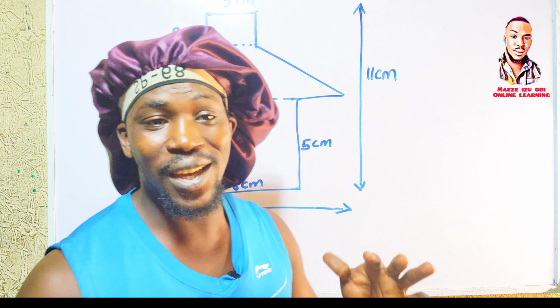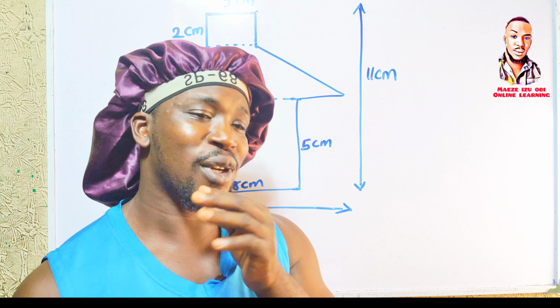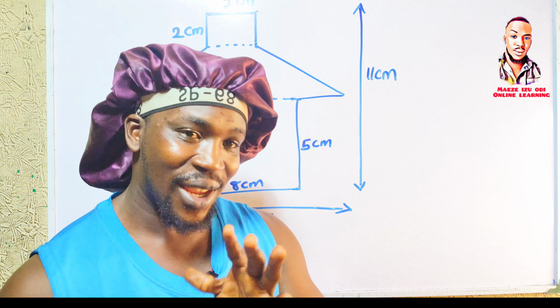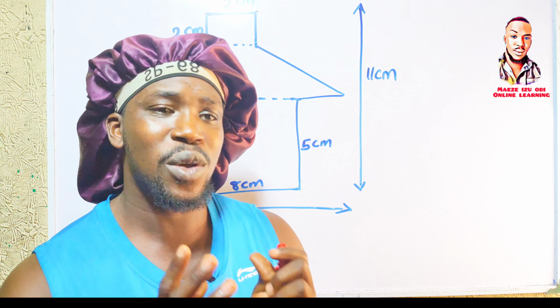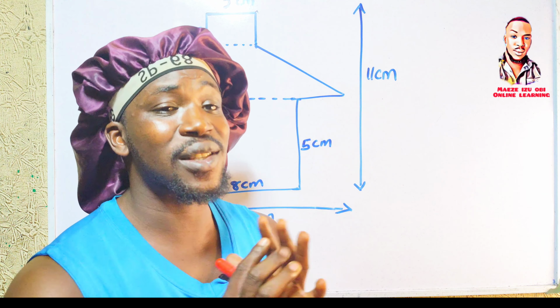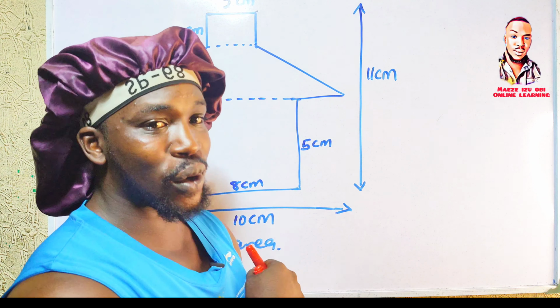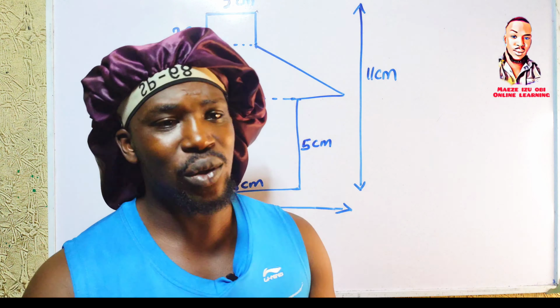In today's question, I have a house on the board, and we are going to solve for the area of this house. And I want you to follow me to solve the area of this particular house. It will be easy if you observe every step I'm going to take to solve the area of this house. Now let us go to the board.